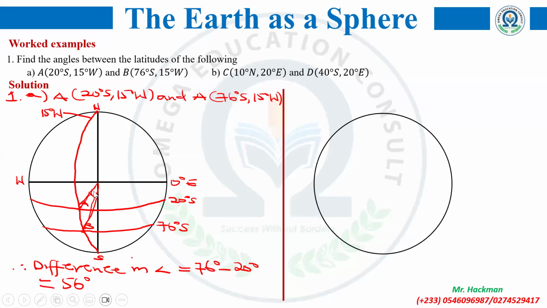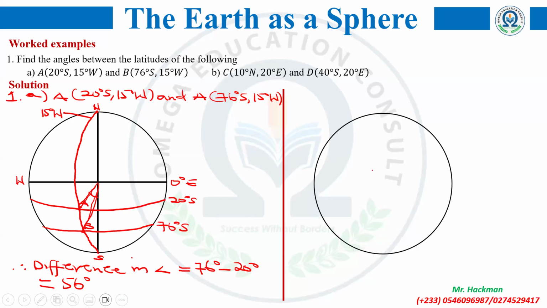So we are trying to say that the angle here, this angle that we have here, will be 56 degrees. That's the angle between these two points. On the same diagram, this is what I'm going to do, but I think I should have copied this one and pasted it so that I won't draw the lines.